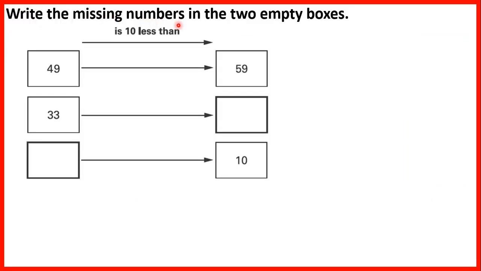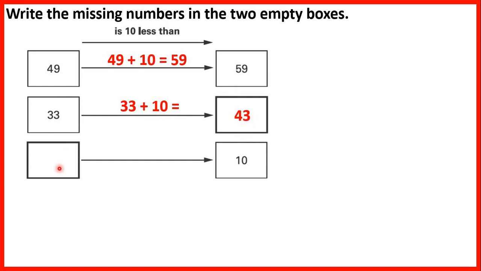Write the missing numbers in the 2 empty boxes. So we can see that an arrow means is 10 less than. So 49 is 10 less than 59, because from 49 we need to add 10 to get to 59. So 33 is 10 less than what number? Well, 33 plus 10 is 43, so that means 33 is 10 less than 43.